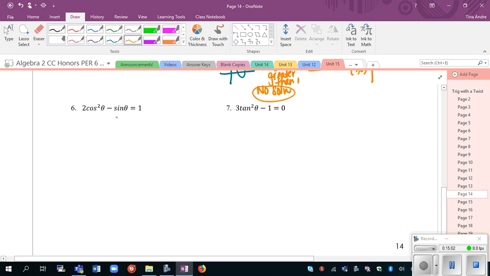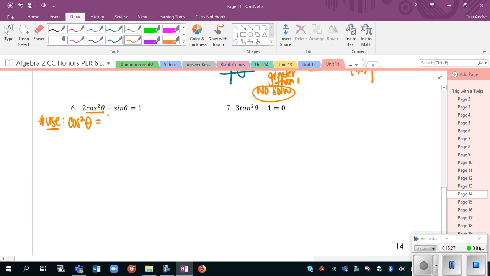So number 6, we have cosine squared and a sine. That tells me right away I want to replace my cosine squared using the Pythagorean identity. I don't want to try to replace sine because there's not a way for me to do that. So I'm going to use my identity. I'm going to just write it as cosine squared theta because it would normally be plus sine squared equals 1.